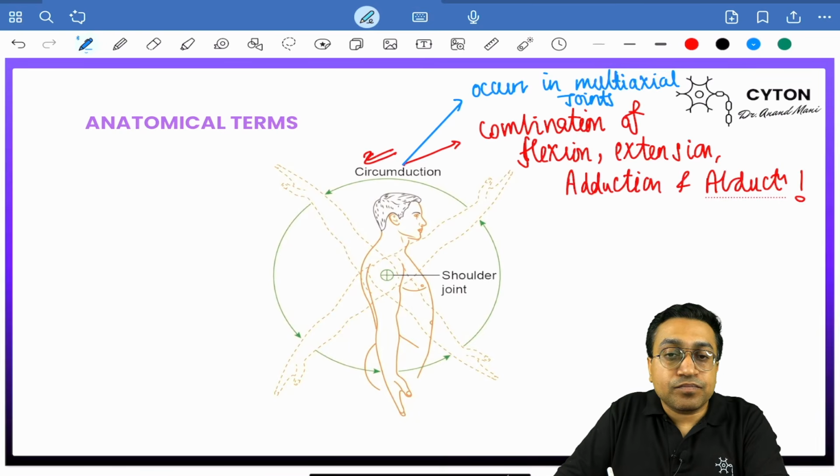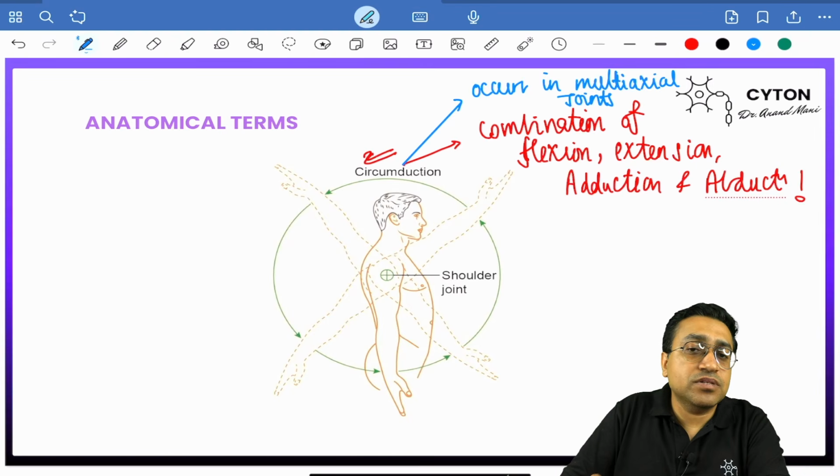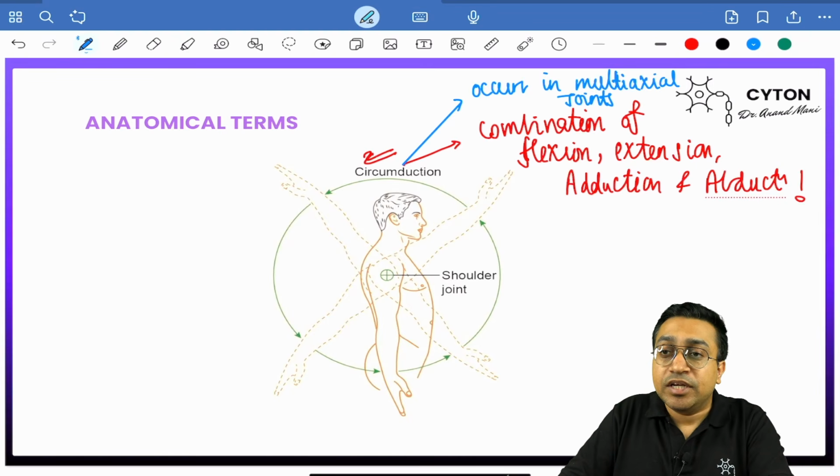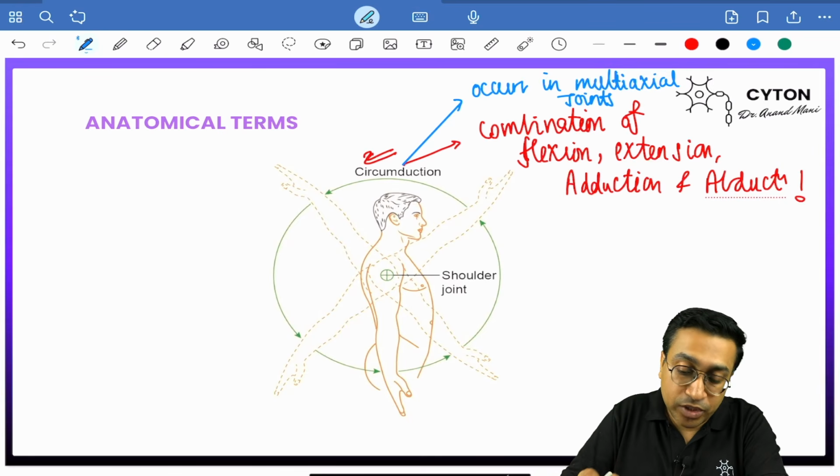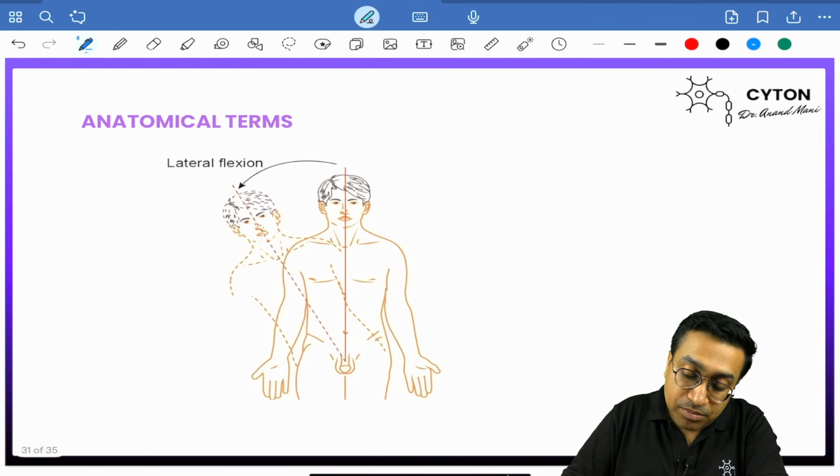Okay. So classical example, circumduction of the shoulder joint, hip joint. Then circumduction of the wrist joint, ankle joint. Circumduction of the shoulder joint is helpful for bowling in cricket, which you know. Okay. So that is the circumduction.